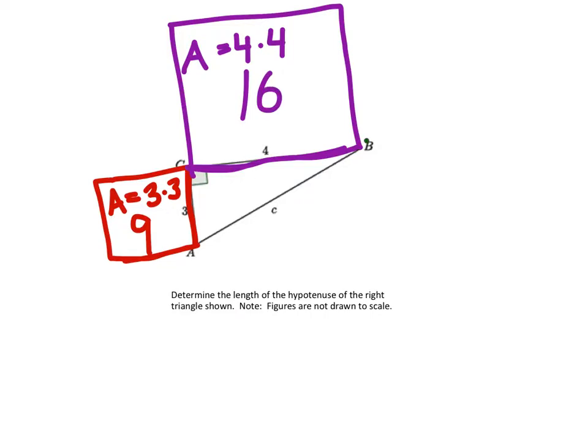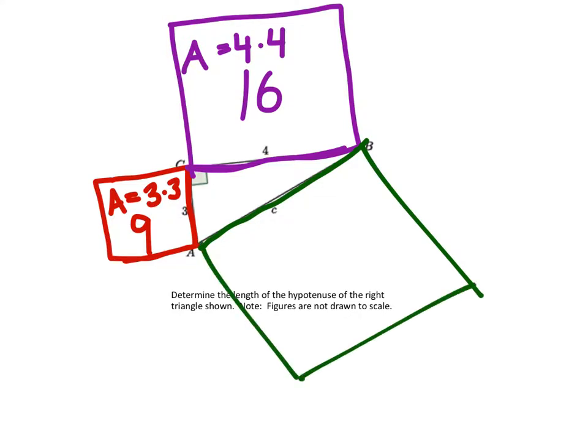But then I want the area of this square, which is the side length of that hypotenuse right there. So to do that, I take the area of the two smaller squares, 9 and 16, and I add those two together, and that gives me 25. So that's the area of that square though. If I wanted the side length of that square, which is the hypotenuse in this case, I'm going to take the area and square root it.